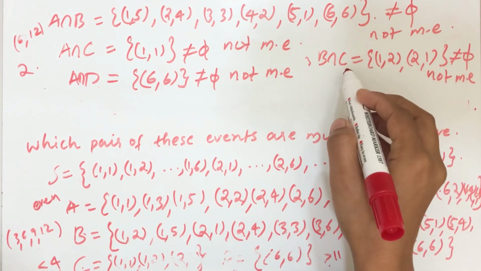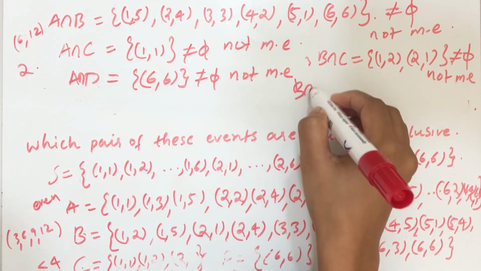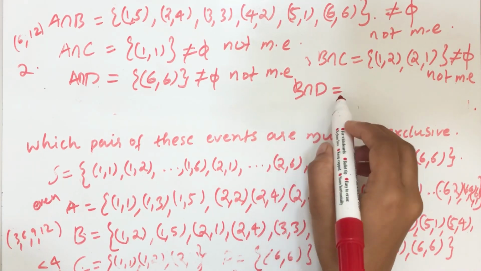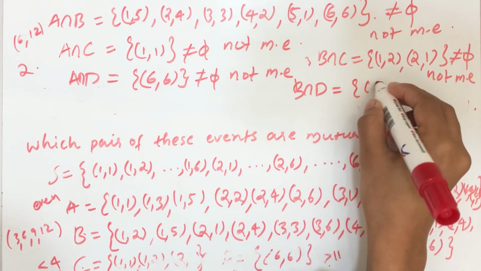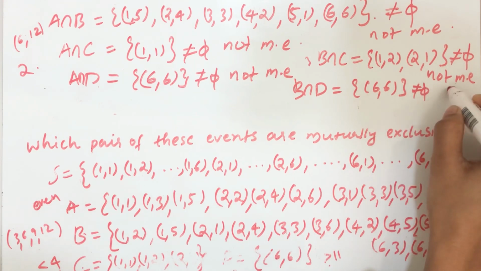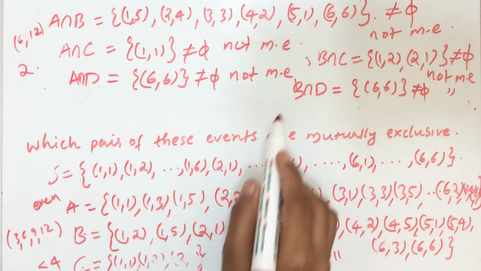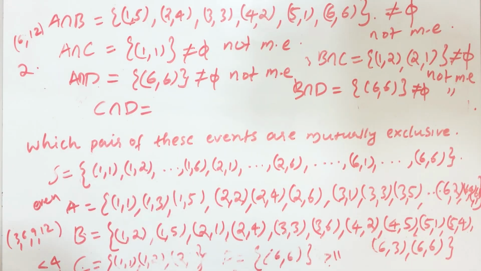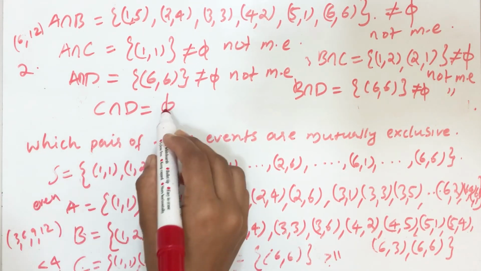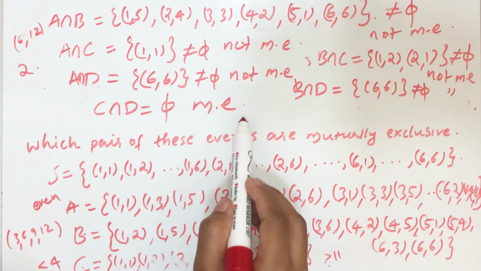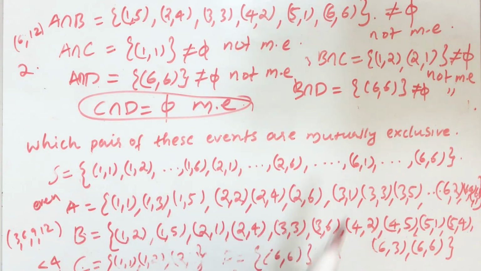Next we can find B intersection D. B intersection D is B, sum is a multiple of 3, and D, sum is greater than 11. That is 12, that is 6, 6. Also not equal to empty, not mutually exclusive. Last pair, C intersection D. C is sum strictly less than 4, D is sum strictly greater than 11. They are disjoint. So this is empty and so this is mutually exclusive. So we can say C and D are mutually exclusive. All others are not mutually exclusive.